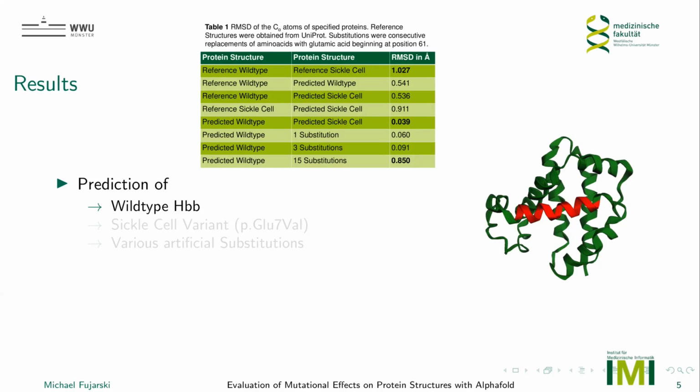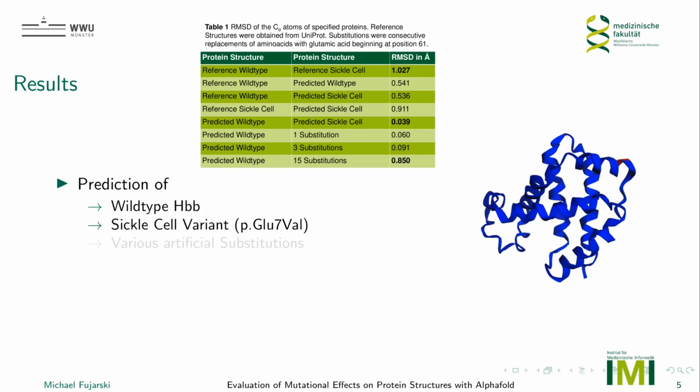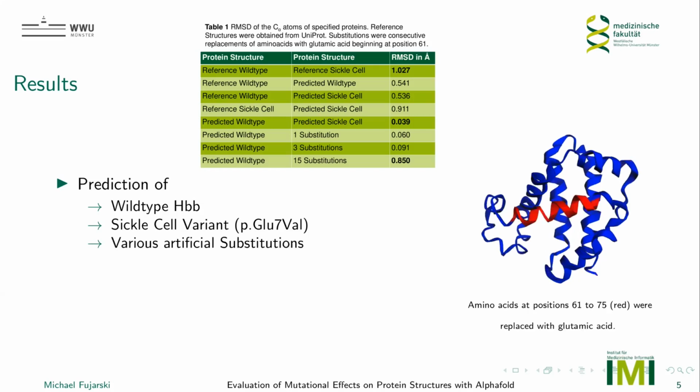The wild type HBB, as seen on the right figure, had an RMSD compared to the reference wild type of 0.54. And the predicted wild type and the predicted sickle cell, highlighted in the table, had an RMSD of 0.039. And on the right side, the substitution of 15 consecutive amino acids with glutamic acid, highlighted in red in the structure on the right side, had an RMSD of 0.85 angstrom.